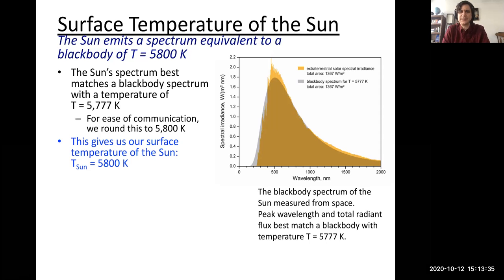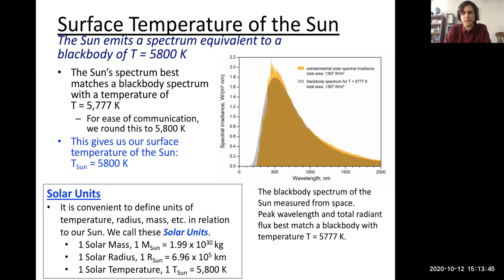So that is the surface temperature of our sun, 5,800 Kelvin. And now you know how we determine it. We determine it by looking at the sun as a black body. And I just want to reiterate, because we've just introduced a few new things here. We've introduced what we call the solar units, which are going to be the units that we use when we talk about the stars that are not the sun.